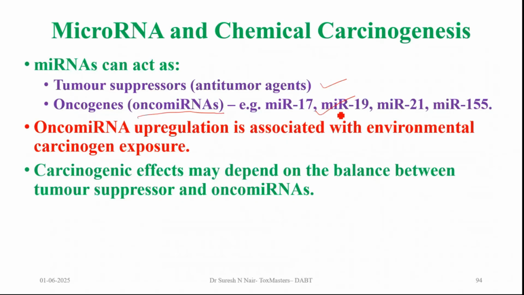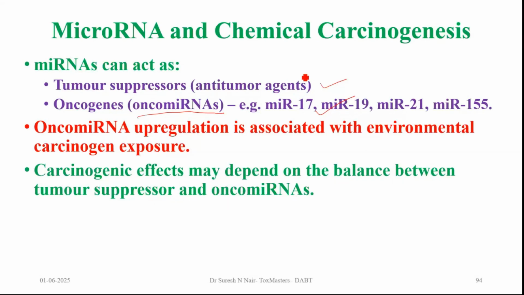Examples of this onco-miRNA. These are the examples of the onco-miRNA genes, and this onco-miRNA upregulation is associated with environmental carcinogen exposure. The typical example, as we have seen in the case of bisphenol and other agents. The carcinogenic effect may depend on the balance between the tumor suppressor and onco-miRNAs.